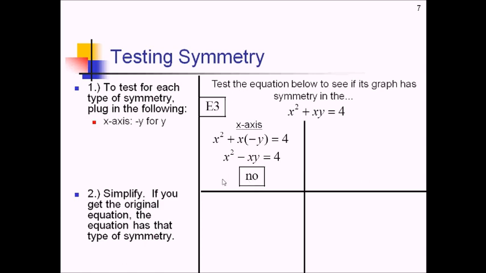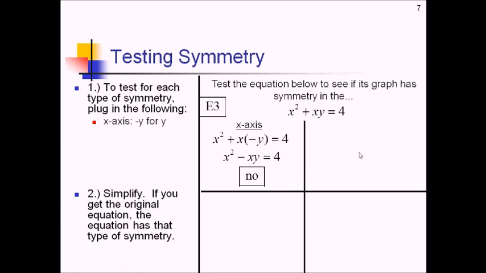Now you might be thinking, well, that's kind of annoying, plugging in variables for variables. Why don't I just plug in a point that I know is on this with a negative y instead of a positive y? And you can use individual points to disprove symmetry, but you can't use them to prove that it has a type of symmetry, because you might have just gotten lucky. So you really do need to use variables when you're doing these tests.